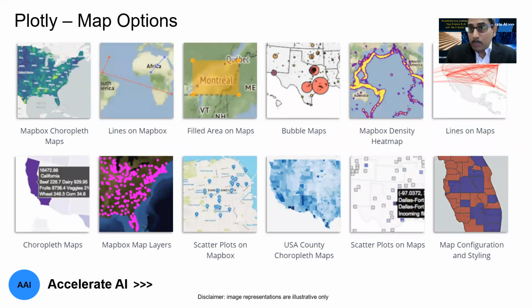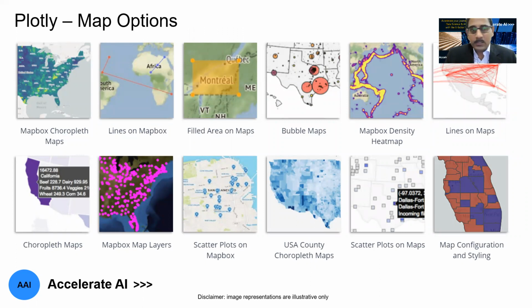There are various map options. This is also very handy because we can use choropleth maps, the lines on the map box, different areas filled with different structures and denominations. Those we can look at. Bubble maps can also be created, lines on maps, and we can control it. That's the more important aspect of it.